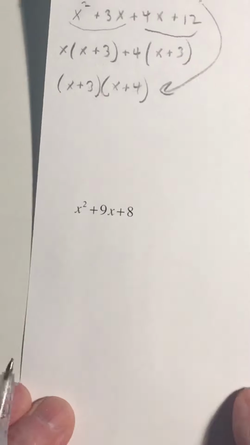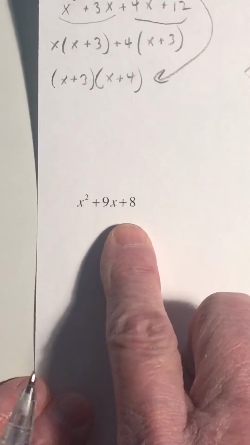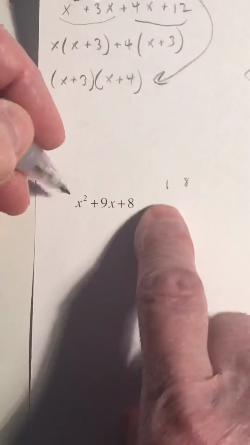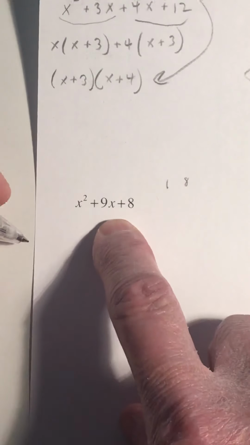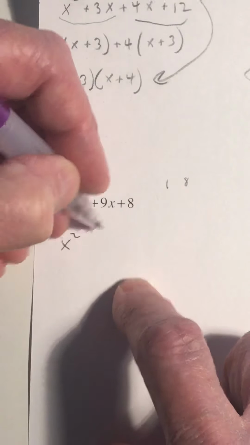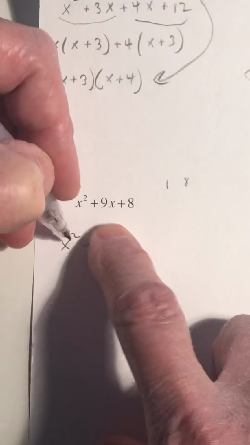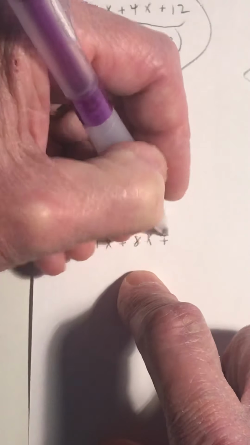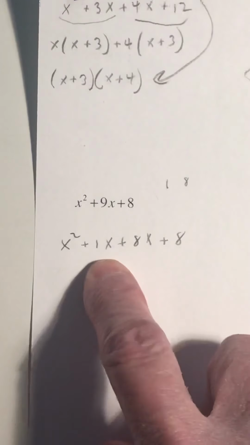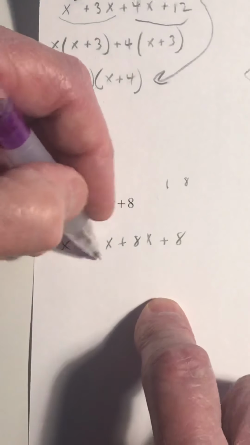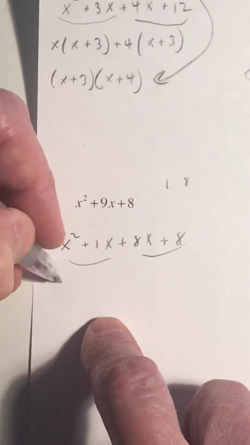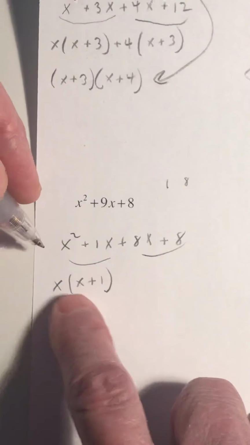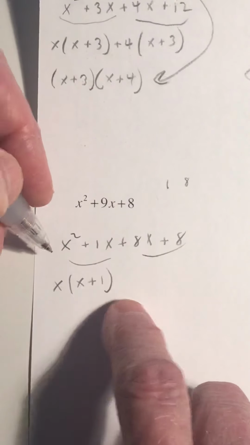Now, let's do this one. 8, we can do 1 times 8. And I can stop right there because 1 plus 8 adds up to 9. I don't have to make a total list every time. Let me write 1x plus 8x plus 8. See, there's the 9x split up into 2 piles instead of 1 pile. Common factor is x. I can write x times x plus 1. See, that would make x squared plus 1x, or x squared plus x.